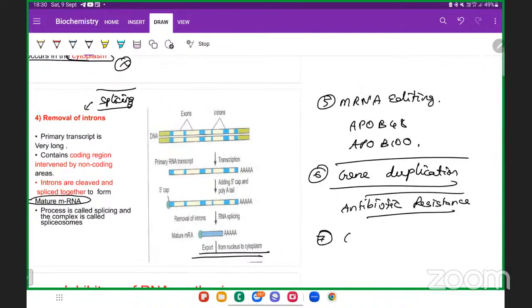Similarly, you have gene rearrangement. Gene rearrangement is done in order to control the jumping genes. In order to control the jumping genes, you are going to have this gene rearrangement. Till this, do you have any doubt? If you don't have any doubt till this, next I want to talk about abortive initiation.